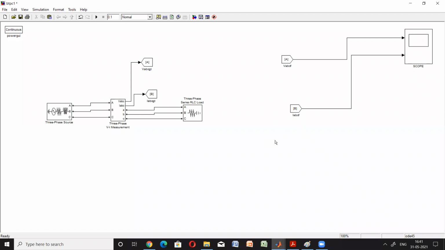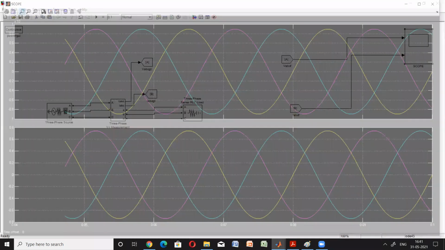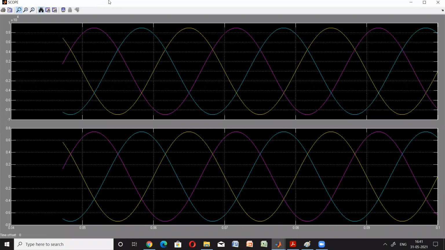Now you simply run the circuit and click on the scope, and you will get the same waveform. The difference is that in the previous case we used a direct connection from the VI measurement block to the scope, and now we are connecting the VI measurement block to the scope via Goto and From routers. Is this clear?